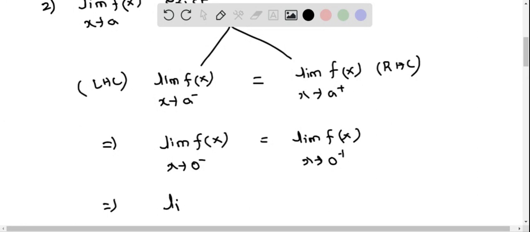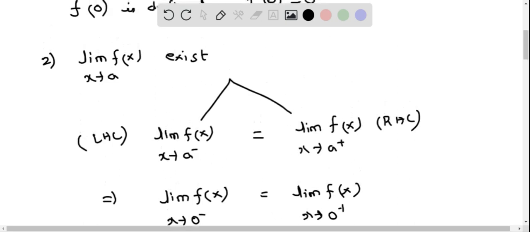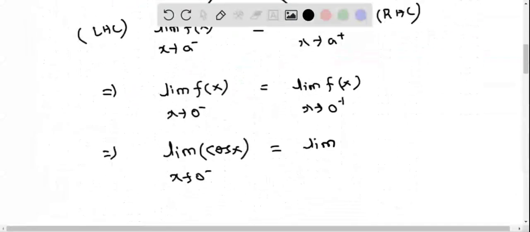So in the next step, I'm going to write this as the limit of cos x for the left side limit, as x approaches 0 minus. And we can verify if it is equal to the limit of the right sided function, where x is greater than 0, which is 1 minus x squared. So I can write this as 1 minus x squared, as x approaches 0 from the right.